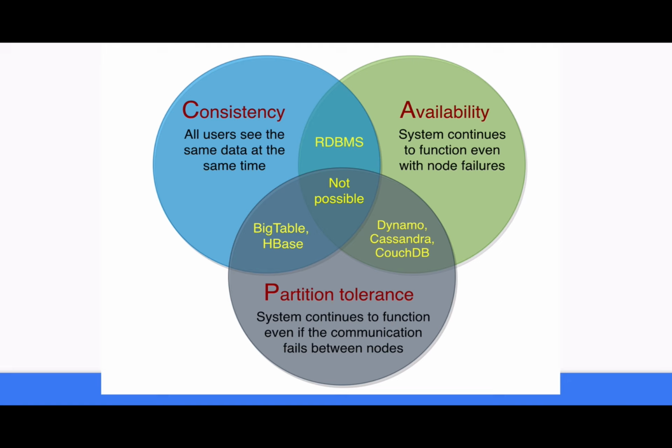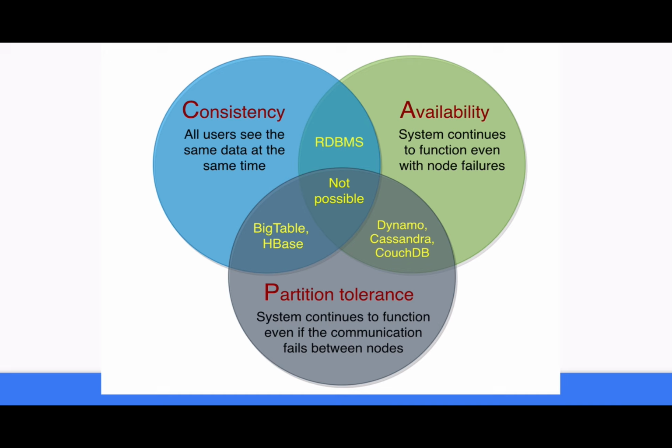We have these three parameters: consistency, availability, and partition tolerance. A distributed database cannot achieve all these three properties at the same time. So, the databases have to trade off one of the three and achieve any two of them.